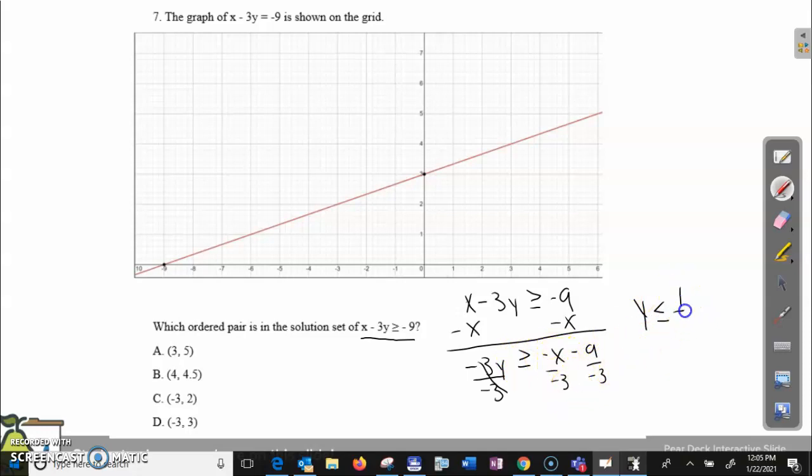X divided by 3, that's just 1 over 3x. Two negatives give you a positive. 9 divided by 3 is 3. And if you notice, they already did you the favor of graphing it. So whenever you do the next part, you need to figure out where the shading is going to be. So less than or equal to, you are shading below. Greater than or equal to, you're shading above. So from here, since it's already graphed, you're going to shade below. So all of this gets shaded.